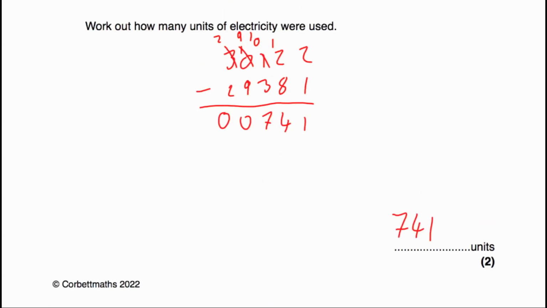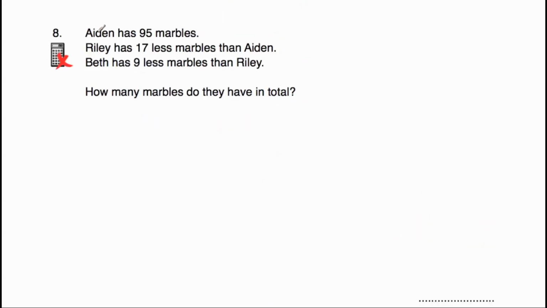Okay, our next question. So question 8. Question 8 says, Aidan has 95 marbles. So we've got Aidan and he's got 95 marbles. Riley has got 17 marbles less than Aidan. So if we take 17 off this number, that will tell us how many marbles Riley has. So we're going to need to do 95 take away 17.